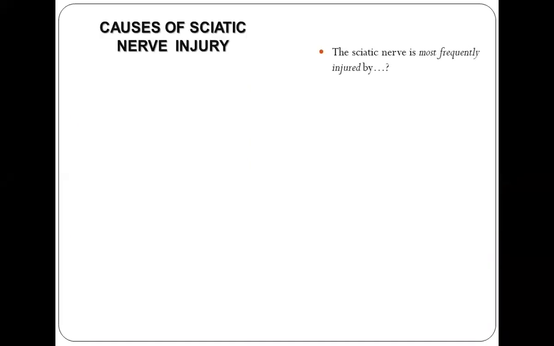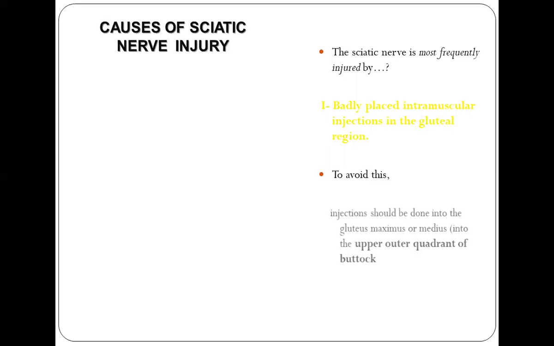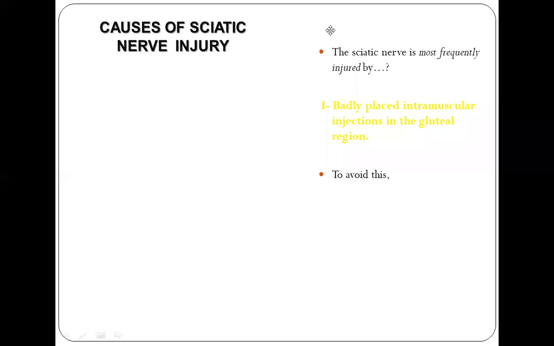Okay, now this is clinical anatomy. You already know it. We saw it in the last class. Sciatic nerve injury is most frequently caused by inadvertent injection in the gluteal region. So to avoid this injury of sciatic nerve, which quadrant of gluteal region will you give the injection?